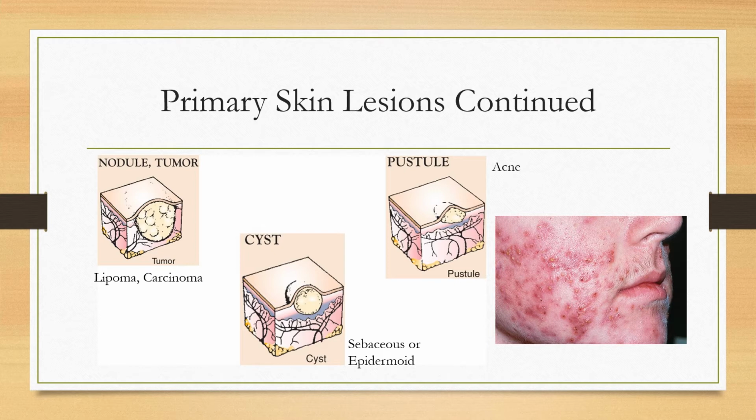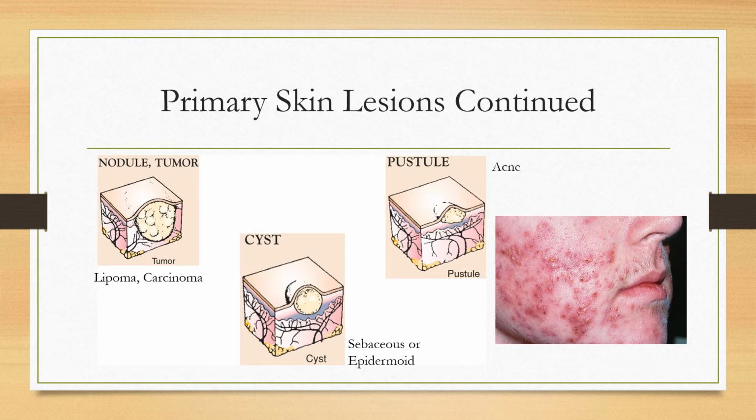Cancers can be nodular on the skin. Okay, they're solid, and they're bigger than just a papule. Okay, a lipoma, what is it? It's just a benign tumor that's made up of fat. So sometimes patients will have lipomas on their tissue, and we just reassure them that they're just lipomas, they're harmless.